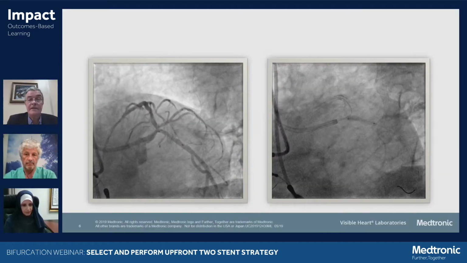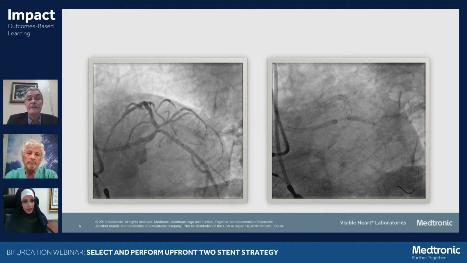Mirvat, can you share with us your everyday practice? I know that you really like to perform and you have a lot of experience with double kissing crush. But in this specific case, is it the first choice because of specific anatomical characteristics, or is it just safety to preserve the circumflex and then focus on the crossover stenting towards the LAD?